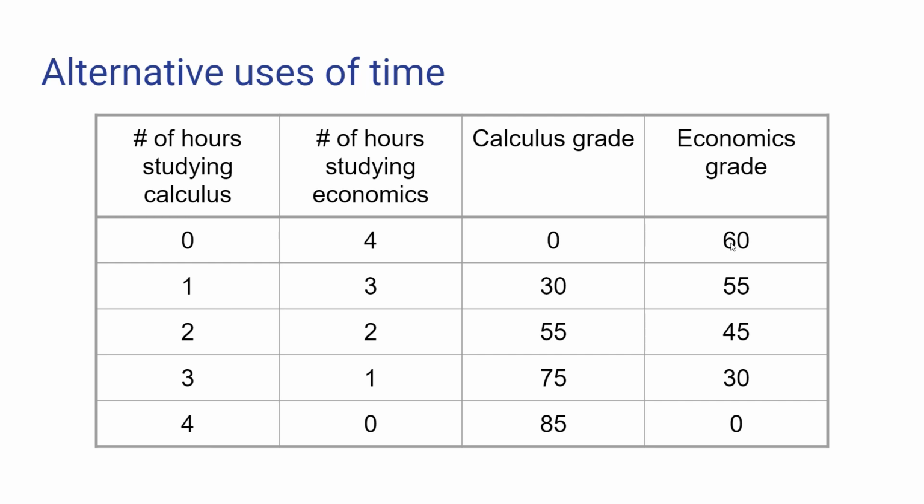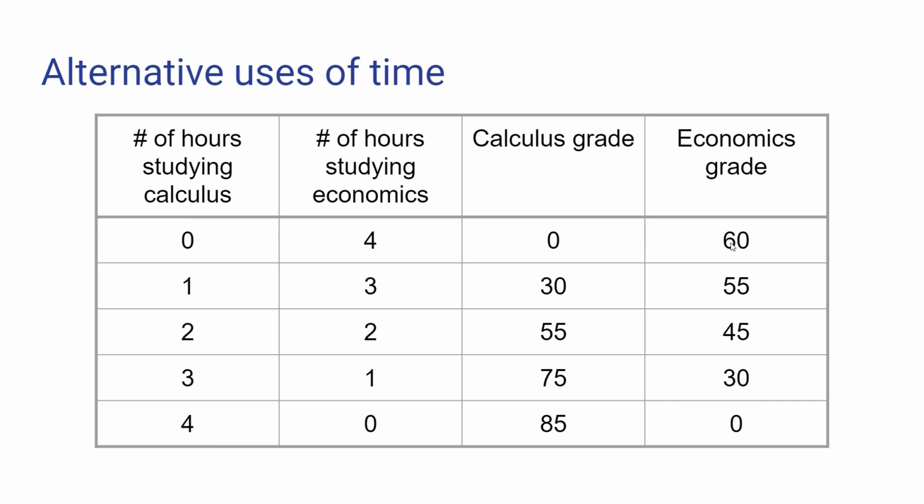But suppose you want to alter the combinations that you get in terms of your grade. If you transfer 1 hour of study time from economics to calculus, your grade on calculus will go up by 30 points. Your score in economics will fall by 5 points.